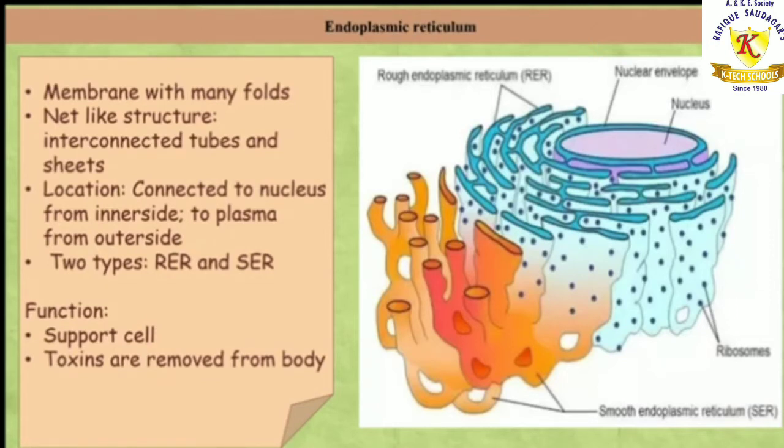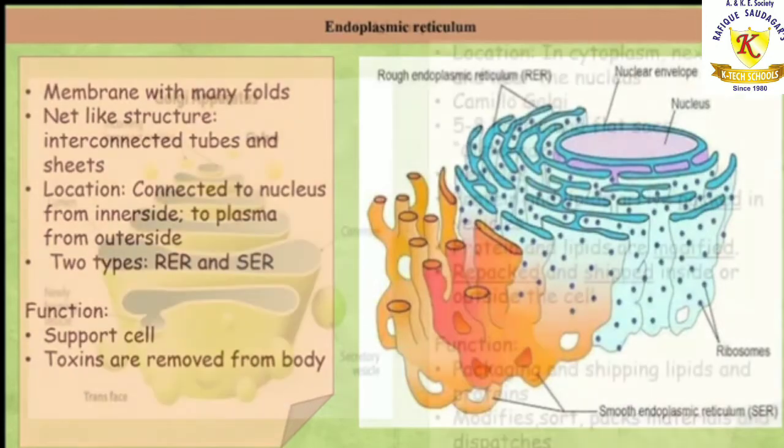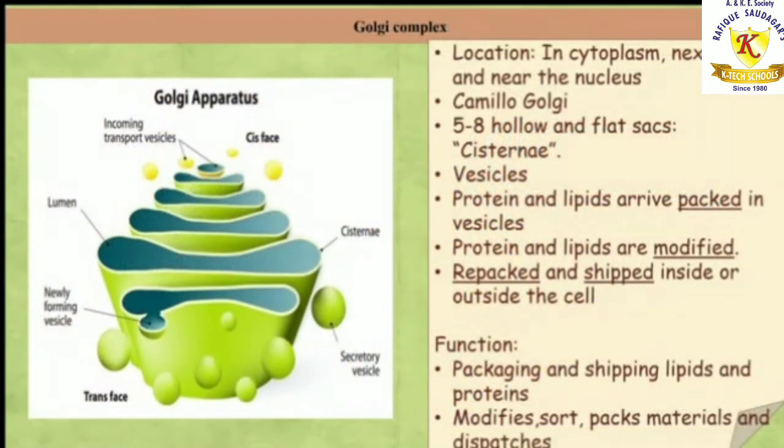Now what are the functions of endoplasmic reticulum? It is the framework that supports the cell. It conducts proteins, and the toxins that have entered the body through food, air and water are made water soluble by endoplasmic reticulum, and then they are flushed out of the body.